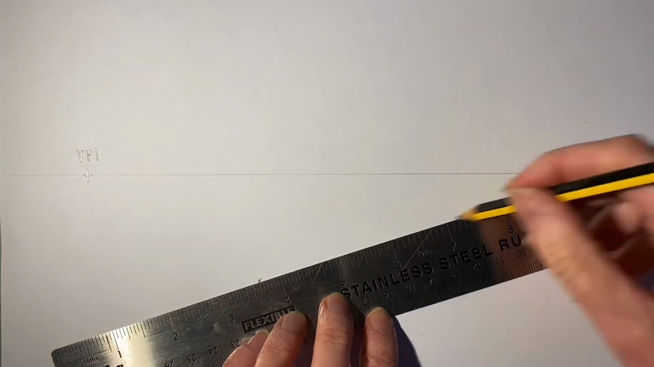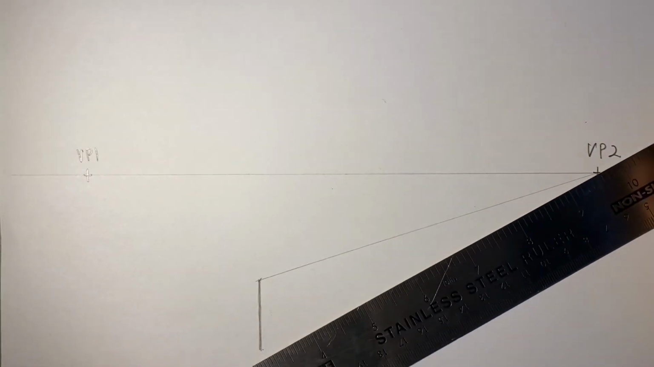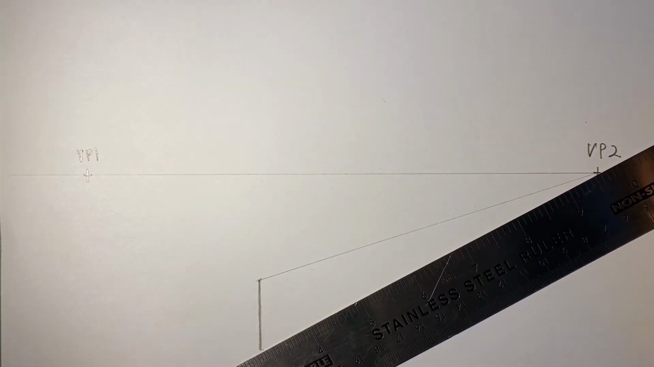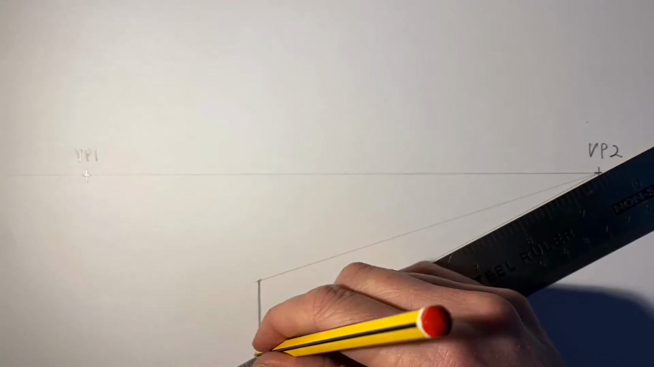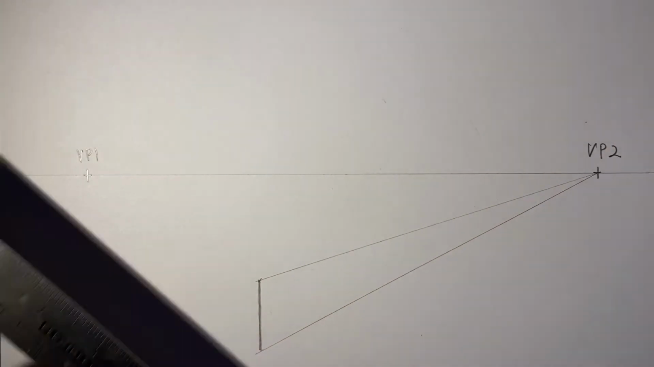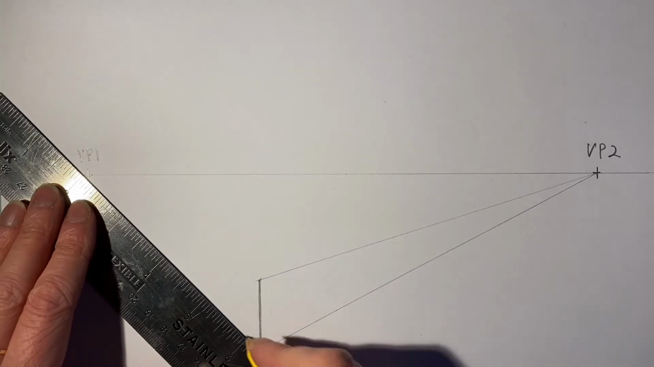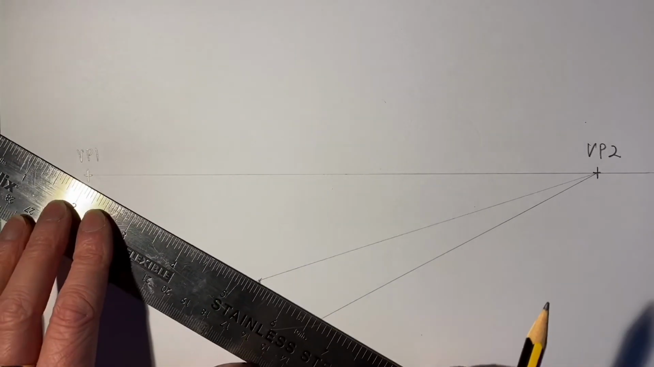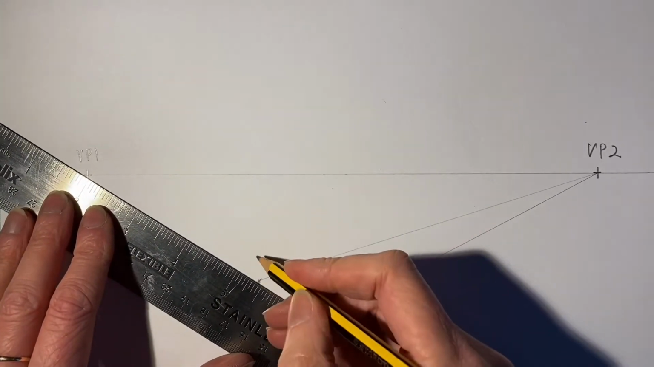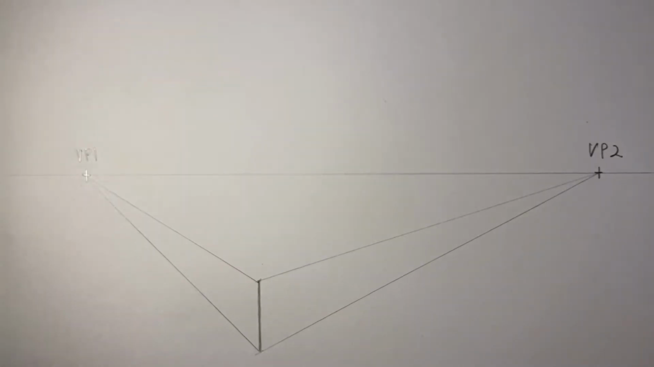2, I'm going to draw a line to connect them. That's all I'm going to do. And at the other side, I'm going to connect this line to the other vanishing point. And I've created 2 slender scalene triangles. Take a little look at those different triangles.